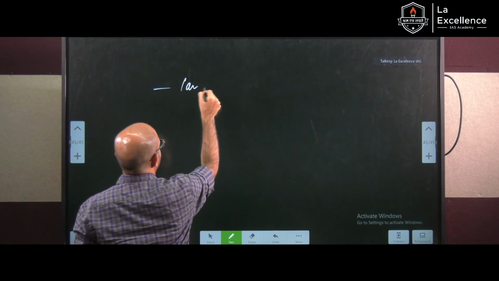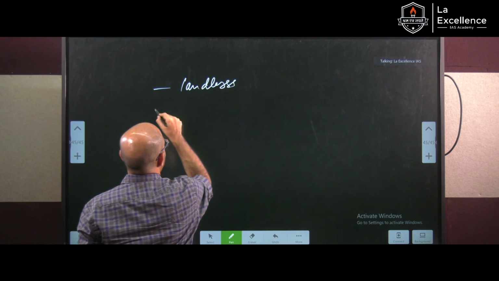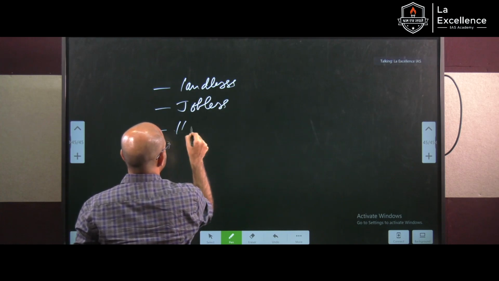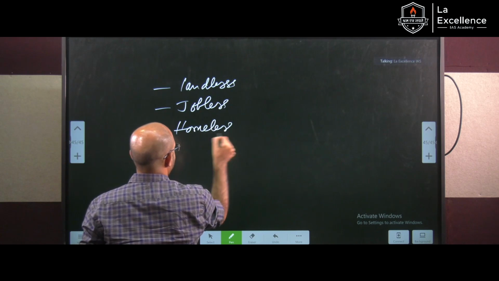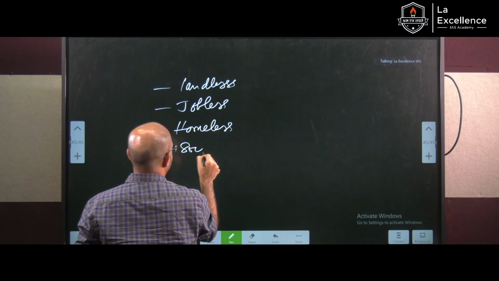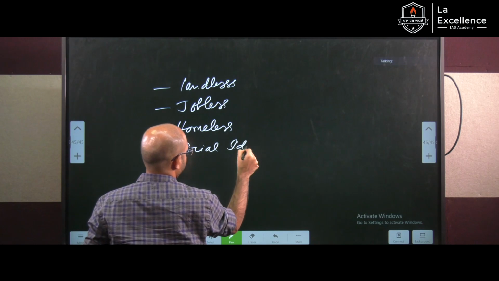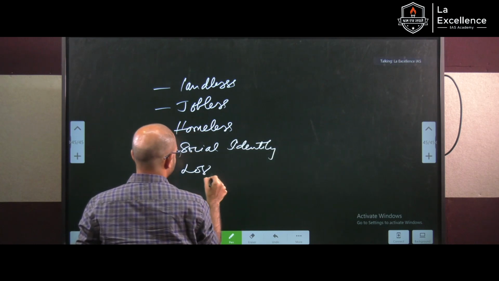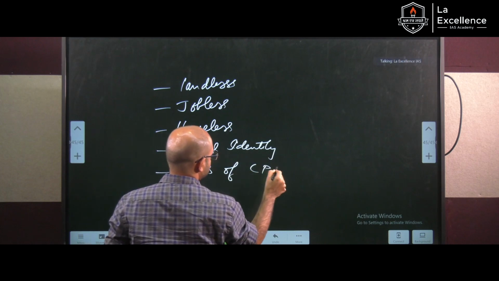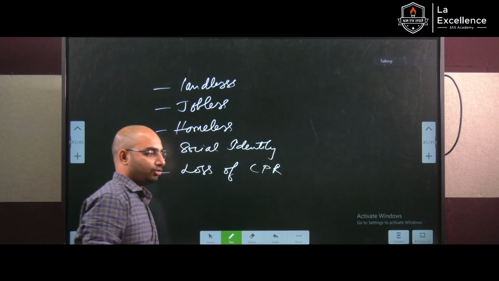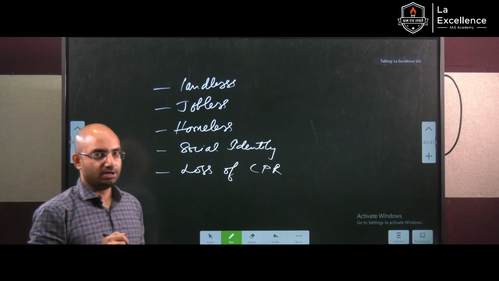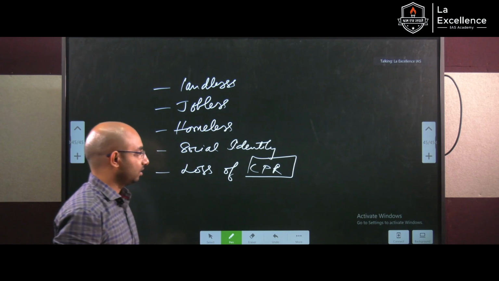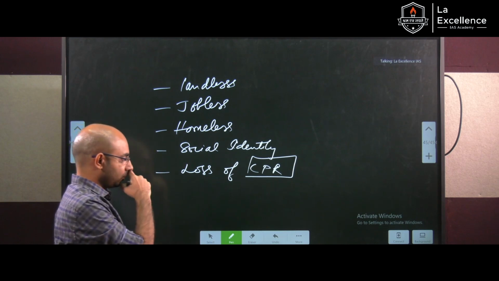It makes them landless, jobless, homeless, loss of social identity, loss of CPR. CPR means community pool resources, like grazing lands, ponds, fishing ponds, common areas.